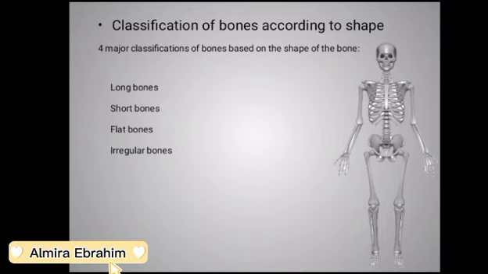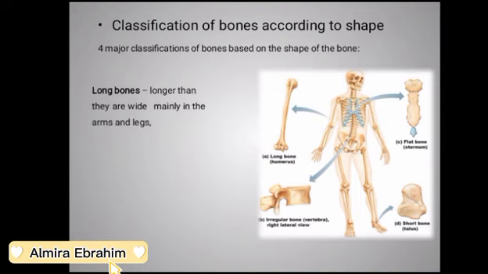Not every single bone in the body fits perfectly into one of these classifications, as some bones may have characteristics of two or more of the classifications. Long bones are longer than they are wide, and they are mainly located in the appendicular skeleton, or in the arms and legs. At each end of a long bone, a joint is formed. Long bones are important in movement and they support the weight of the body. Some examples of long bones are the femur or thigh bone, the humerus or arm bone, and the phalanges or the bones of the fingers.